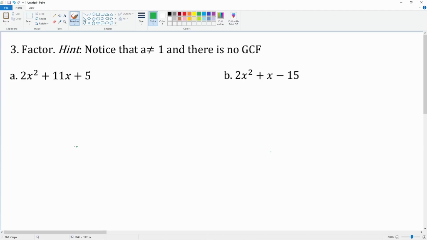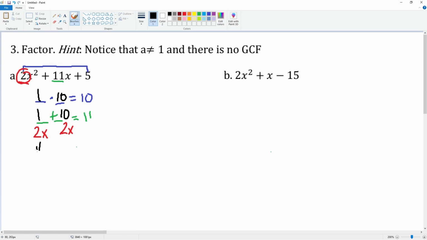Number 3, here you're asking to factor. So let's set up our dashes, which is our factoring method. We're going to find two numbers that multiply to make 10 that add up to the middle number of 11. Those numbers are going to be 1 and 10. Then once we do that, we divide by the a term. So divide by 2x.